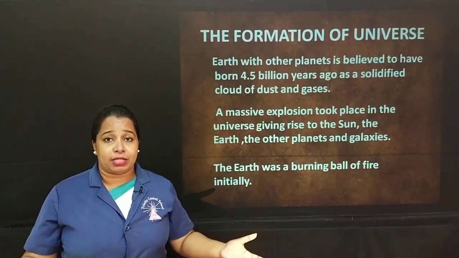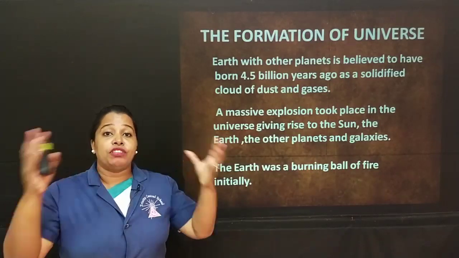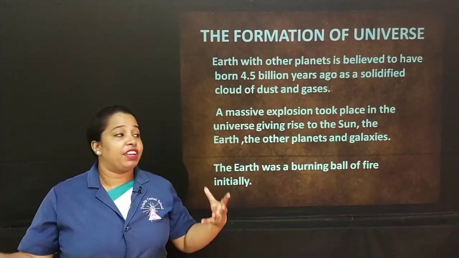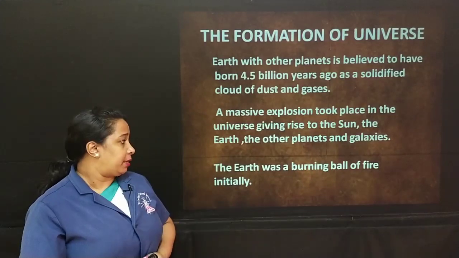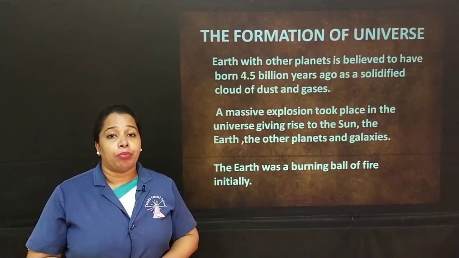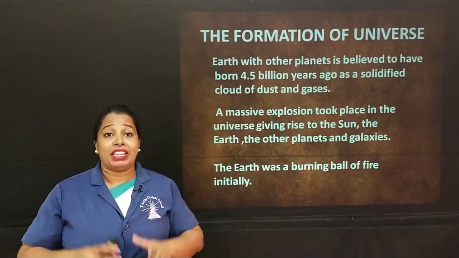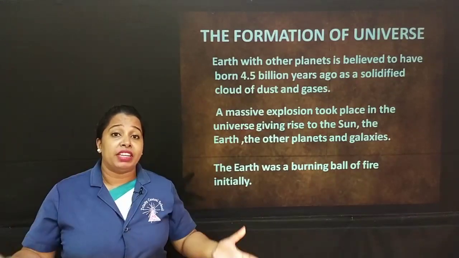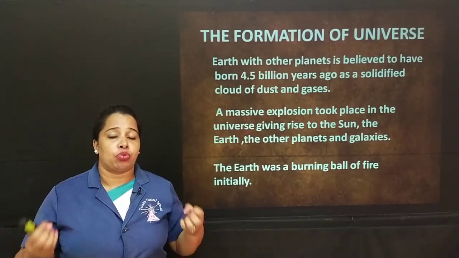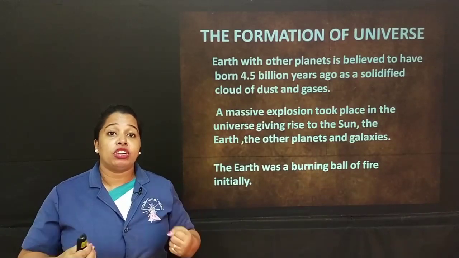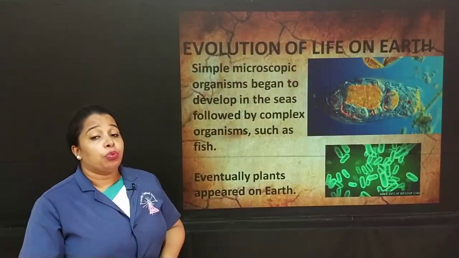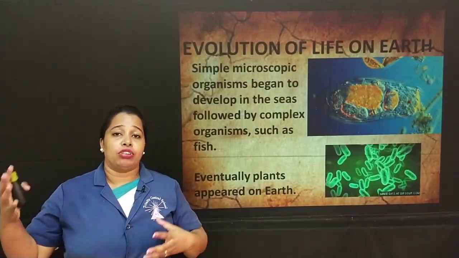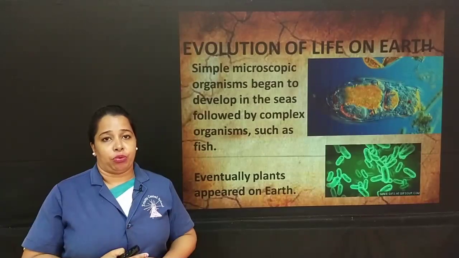So when there was an explosion, the Earth or the universe got split into pieces, giving rise to the planets, galaxies, sun and the Earth. The Earth was a burning ball of fire initially. So when the Earth was formed, it was a burning ball of fire. The temperature was very hot, which was not suitable for life. So we learned how the galaxy or the universe or Earth was formed.